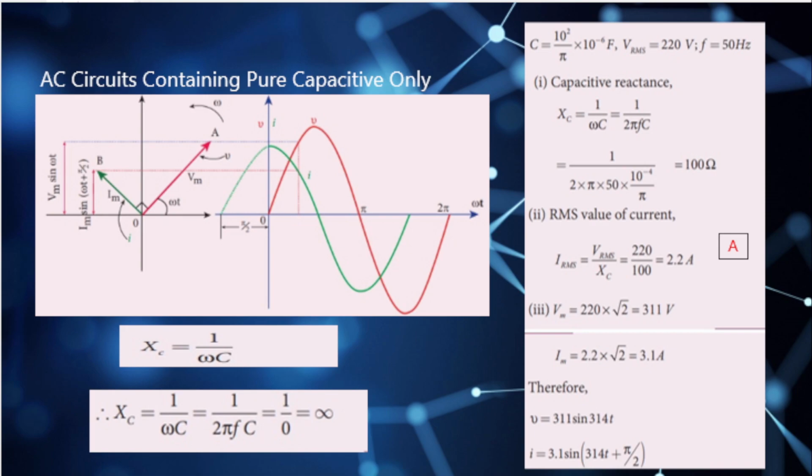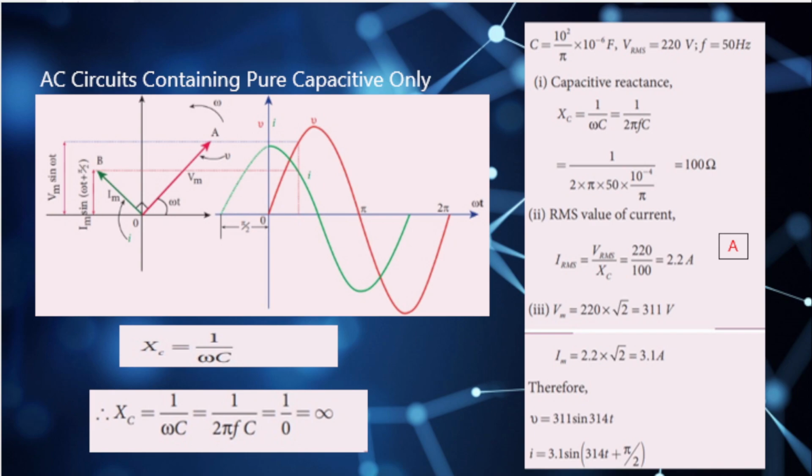Let's take an example wherein a capacitor that is 10 squared over pi microfarad is connected across a 220 volt 50 hertz AC mains line. We can calculate that. Over on the right, you see the example.